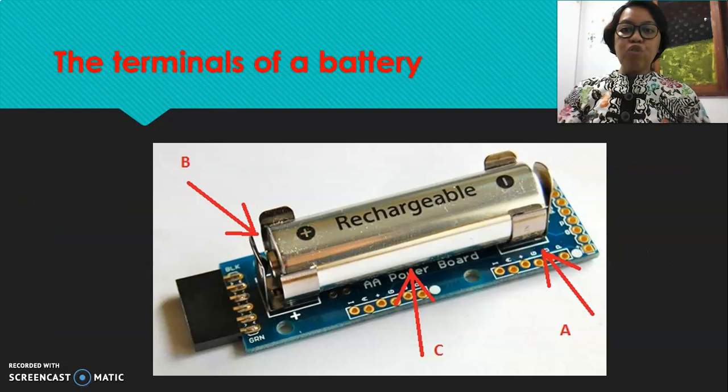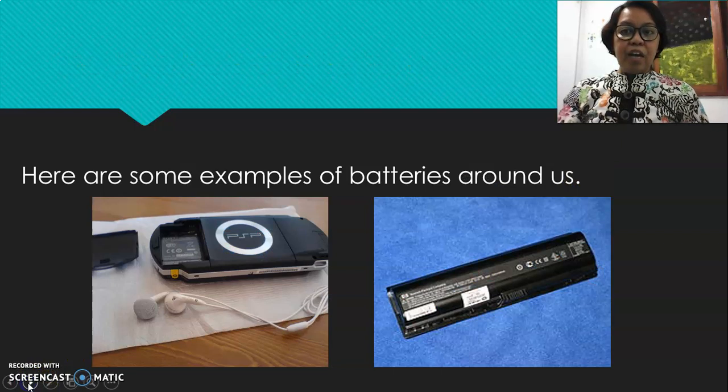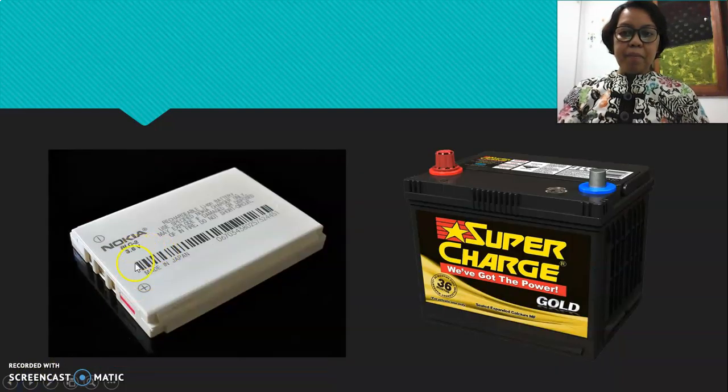So here is a picture of the terminals of a battery. We have the positive and the negative terminal. Are you familiar with that, kids? Here are some other examples of batteries around us. Here is a battery of a PSP. Maybe some of you have this one. This one is a battery from a laptop. This one is a battery from a phone. And this one is the battery that we use for our cars.